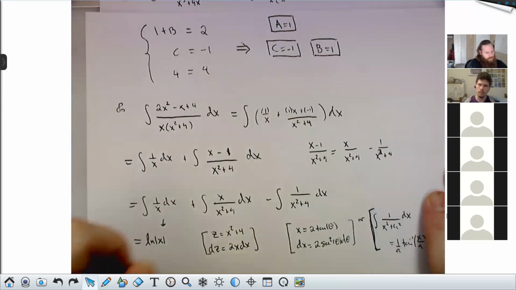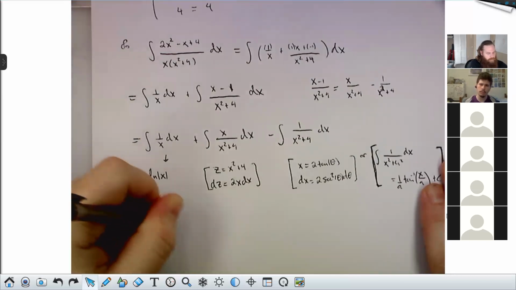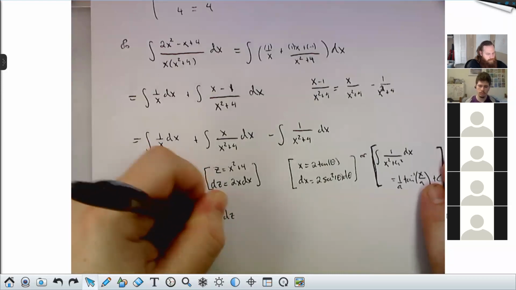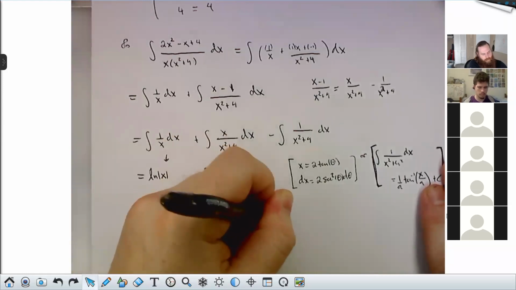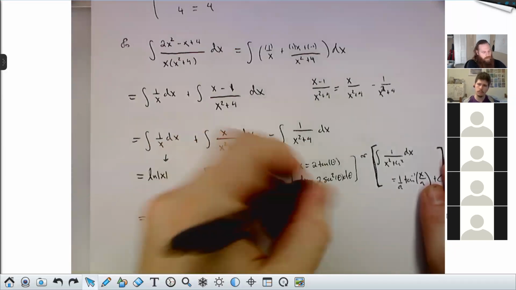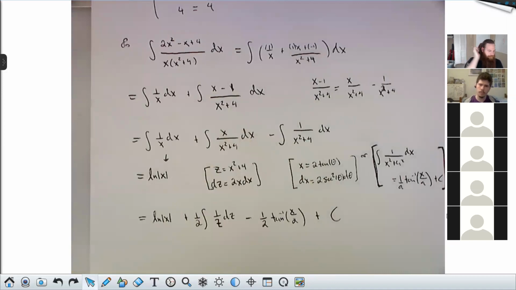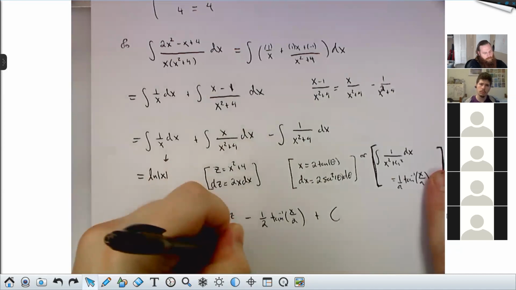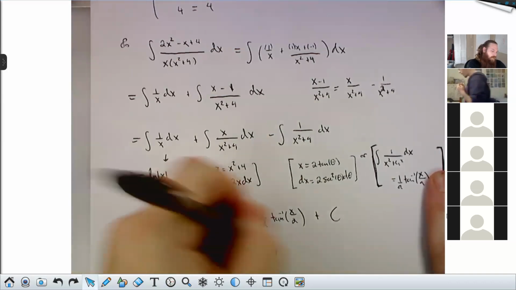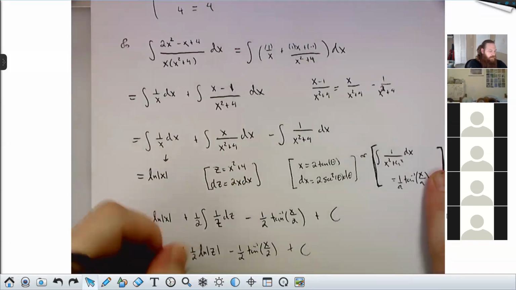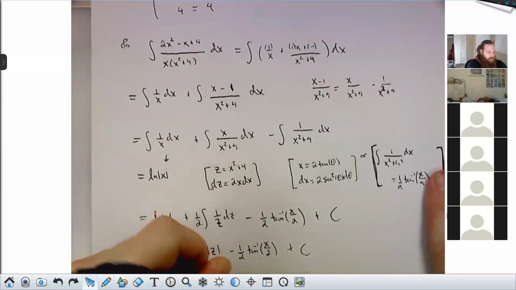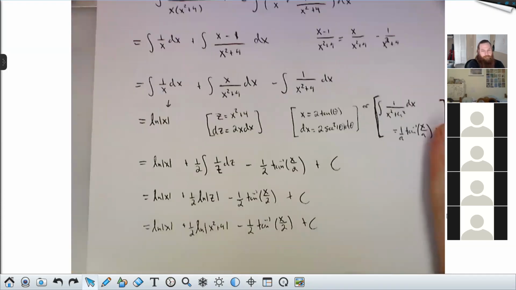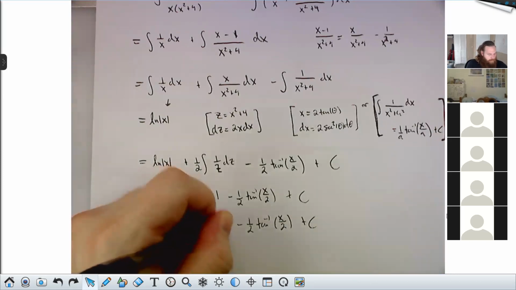In any case, what we get here is the natural log of the absolute value of x plus 1/2 integral 1 over z dz minus 1/2 inverse tangent of x over 2. And I'll write my plus c here, why not? And then finally, this will be the natural log of abs x plus 1/2 natural log abs z minus 1/2 inverse tangent of x over 2 plus c, which is the natural log of abs x plus 1/2 natural log of x squared plus 4 minus 1/2 inverse tangent of x over 2 plus c. So this is how these integrals work.